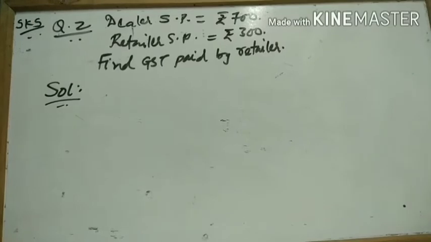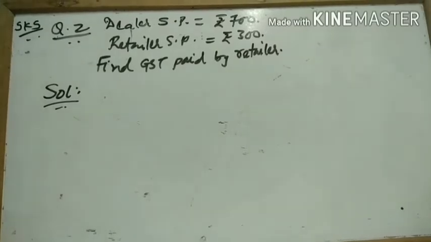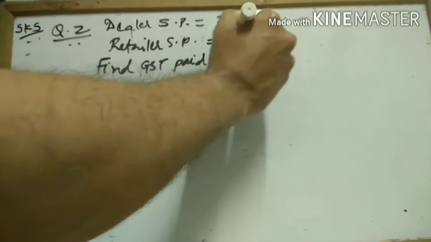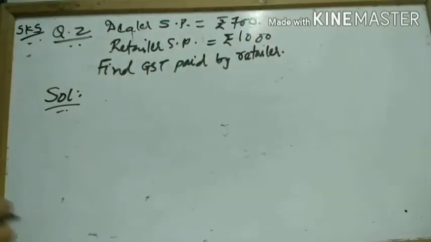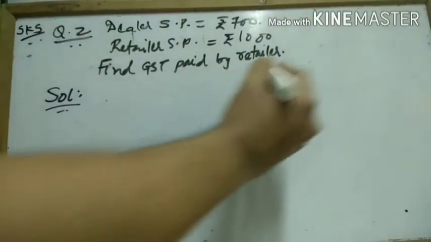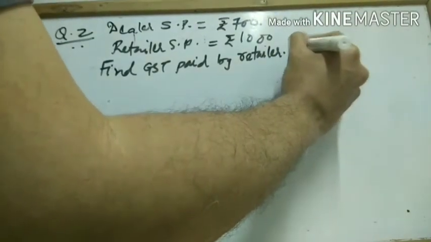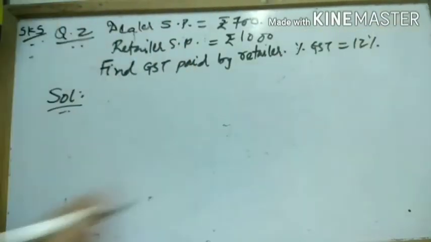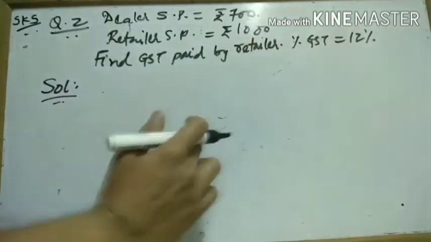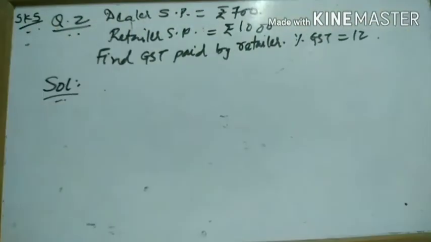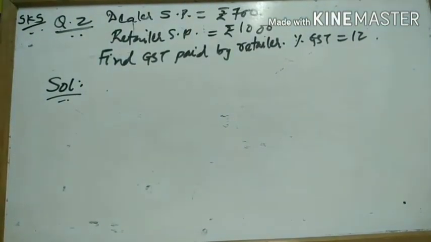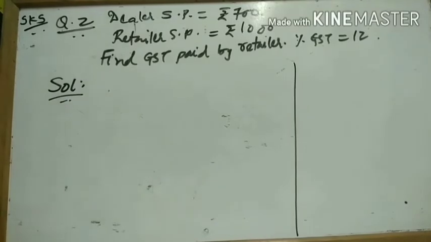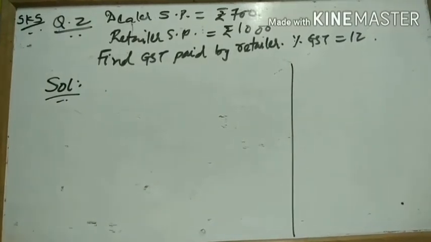Here, the dealer's SP, selling price, is rupees 700. Retailer's selling price is 1000 rupees. Find the GST paid by the retailer if the rate of GST is 12%. Fine. This is the rate percent of GST, that is 12. This question can be solved in two ways. One, the traditional way or the regular way.